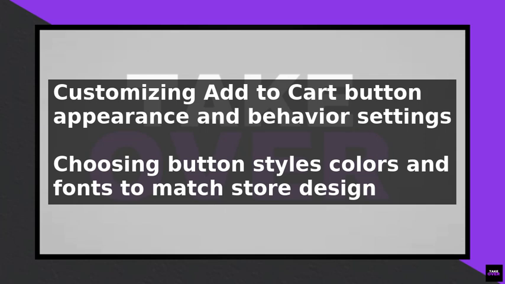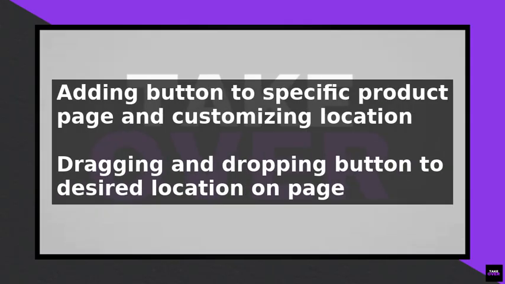Make sure to connect your Wix store to a payment provider to enable online transactions. You can do this by going to the Wix store settings, clicking on Payments, and following the instructions to connect your payment provider. To test the Add to Cart button, click on it and verify that the product is added to the cart correctly. You can also test the checkout process to ensure that it is working smoothly.